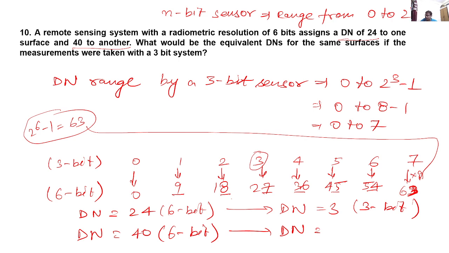Yes, Saket, please feel free to answer. Sir, I think it is 36. Exactly, it would be corresponding to 36, which is DN equal to 4 for a 3-bit resolution. Correct. So this is how we solve the conversions. Let's take another example for this same series of questions.